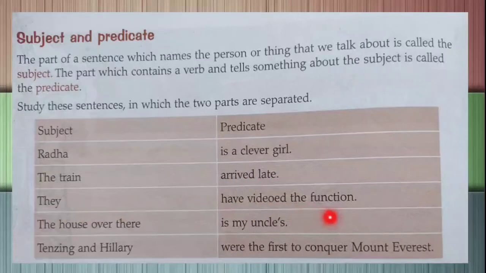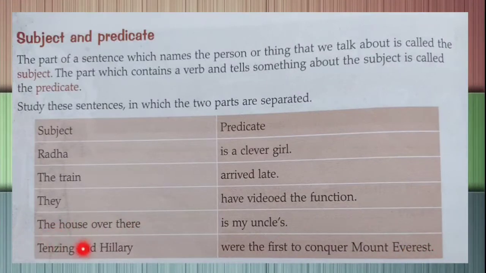They have videoed the function. They is a pronoun. Have videoed is a verb, with more information about the pronoun they. So this is all known as predicate. The house over there is my uncle's. Here, the house over there, all of this is the subject, not only the house, noun. Is my uncle's starts with is, a verb, and gives other information related to the house which is over there. So it's a predicate.